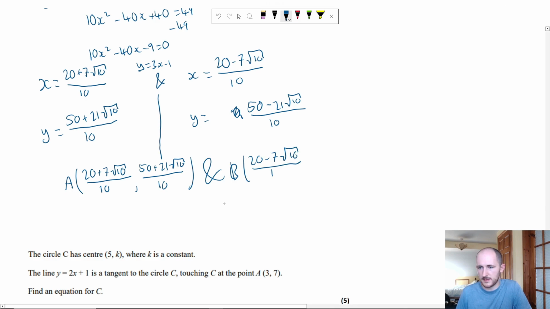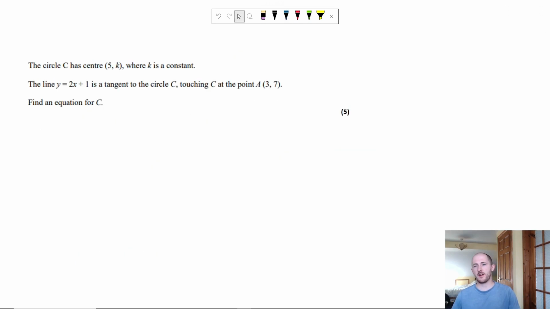(10 over 10, 50 minus). And that's how I'd leave my answer at the bottom. One final style of question. Here it says the circle has a centre 5 and k, where k is a constant. The line is a tangent to the circle touching C at this point. Find an equation for C.